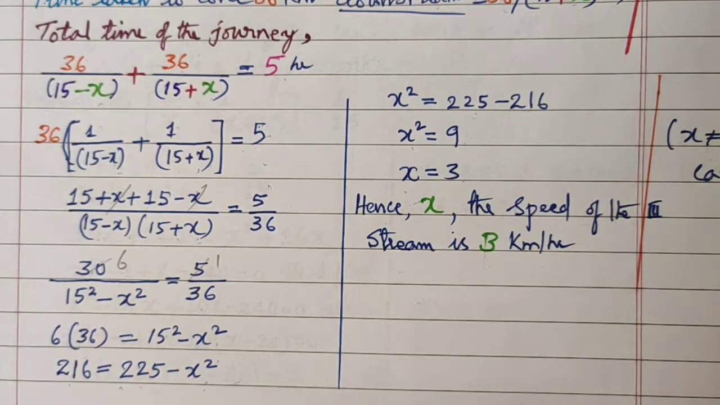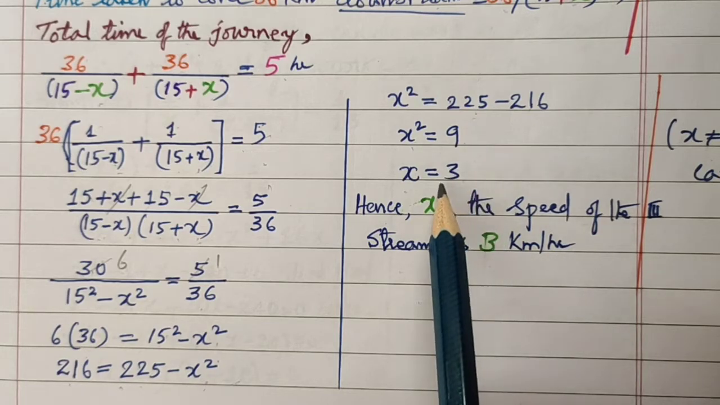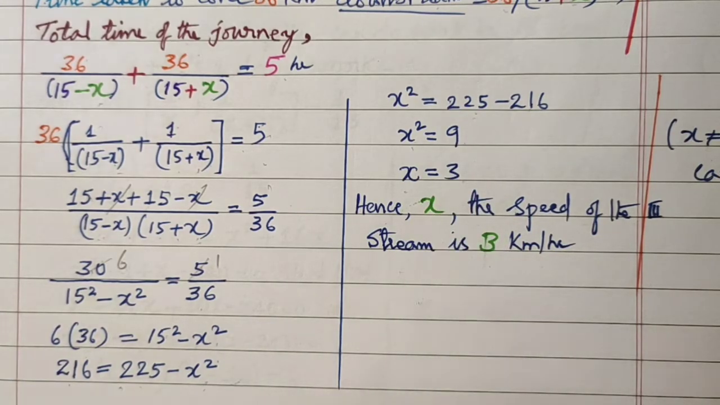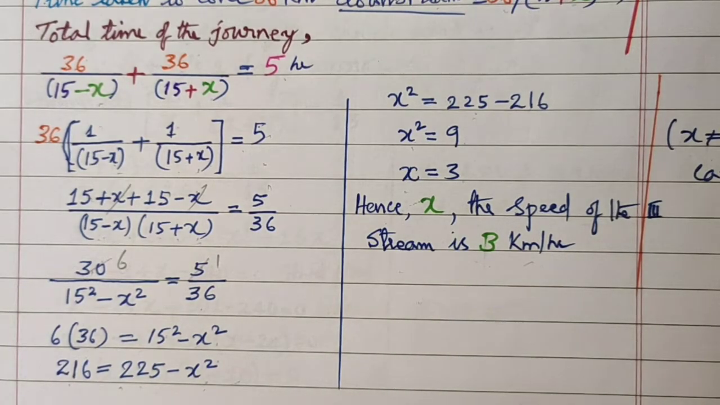We are not taking minus 3. When you take the square root of x square, it's going to be plus or minus 3. We are taking plus because speed cannot be negative. Then the speed of the stream is 3 kilometer per hour.